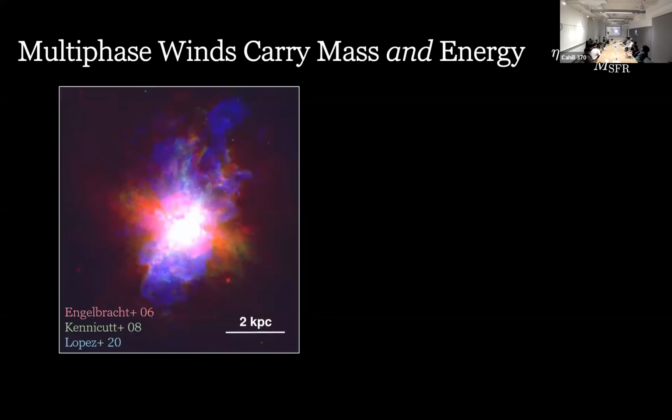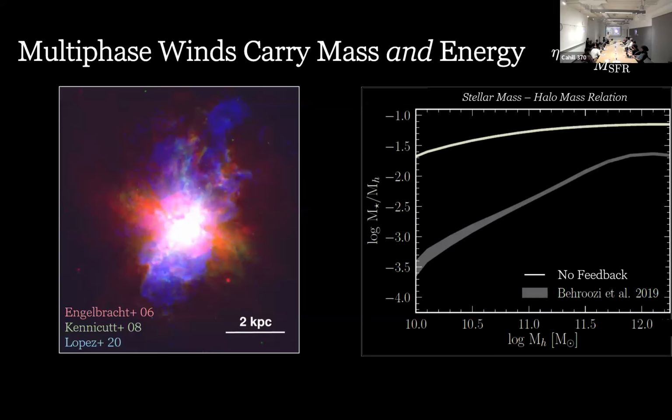So we can quantify how effective these outflows are at launching gas out of the galaxy by defining a very familiar term in this field, which is the mass loading factor. The mass loading factor, very simply defined, is just the mass which is escaping the galaxy in these outflows divided by the star formation rate. And this property of the winds plays a vital role in the galaxy formation process.